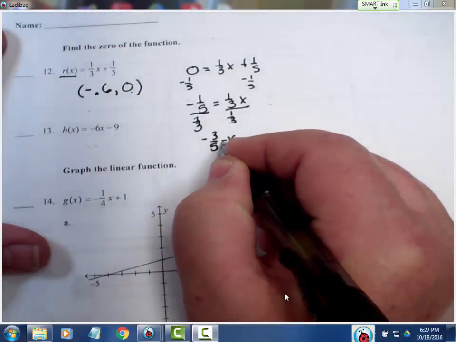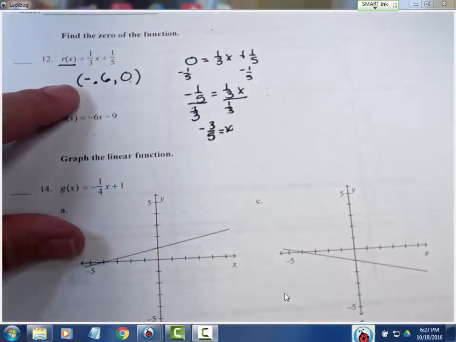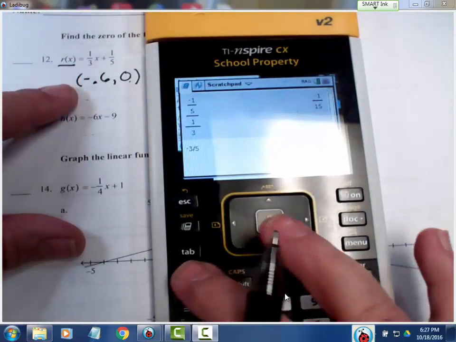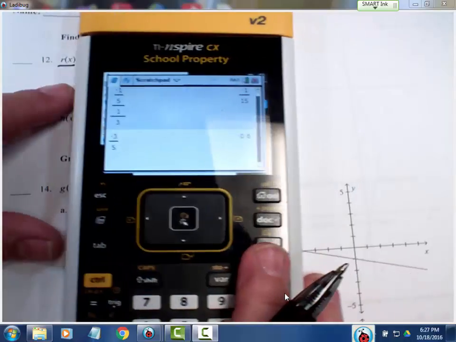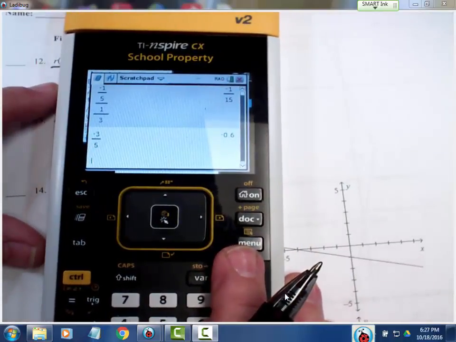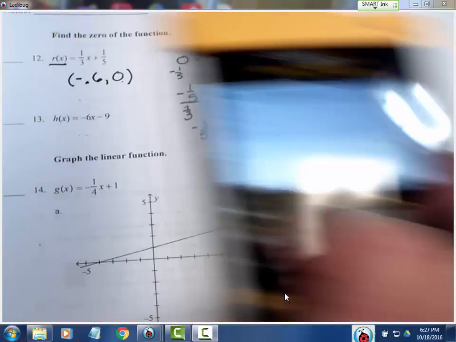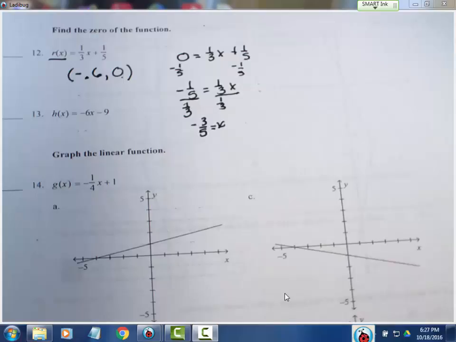And that would be -3/5. And you're like, well, -3/5, great, but you said -0.6. Okay, so just want to show you -3 divided by 5, control enter, is indeed -0.6. So you can do it tracing or you can do it algebraically. Makes no difference to me.